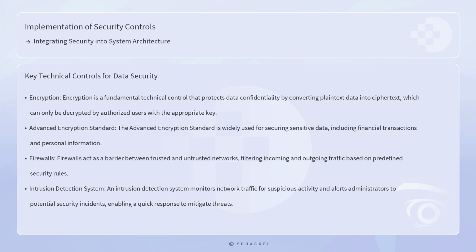Firewalls act as a barrier between trusted and untrusted networks, filtering incoming and outgoing traffic based on predefined security rules. An intrusion detection system monitors network traffic for suspicious activity and alerts administrators to potential security incidents, enabling a quick response to mitigate threats.